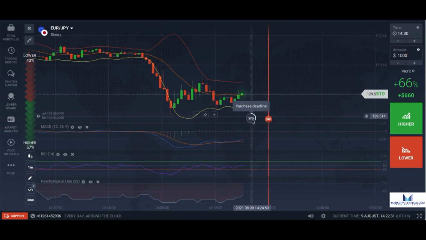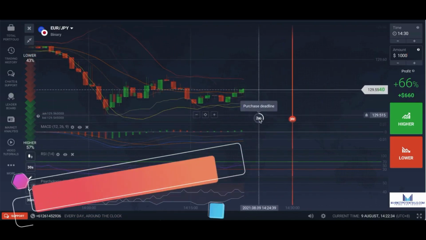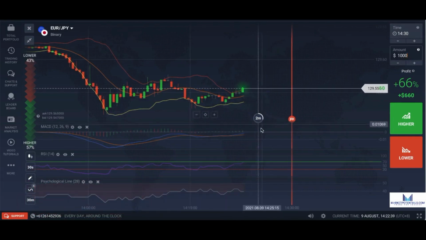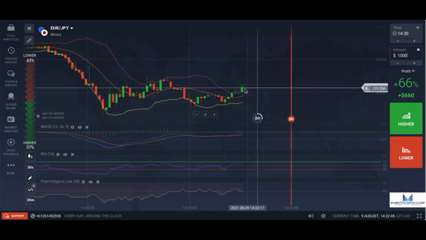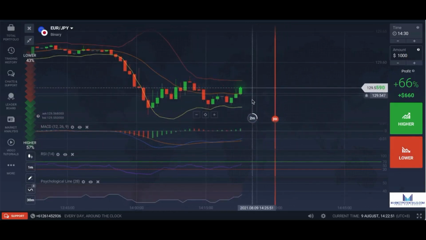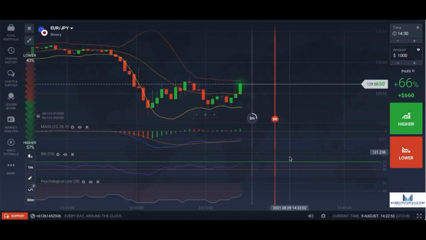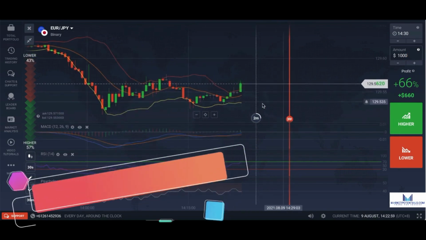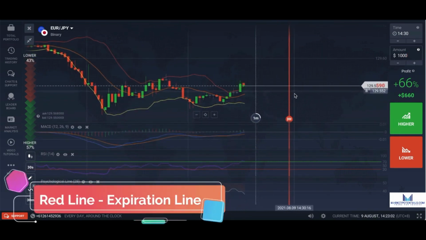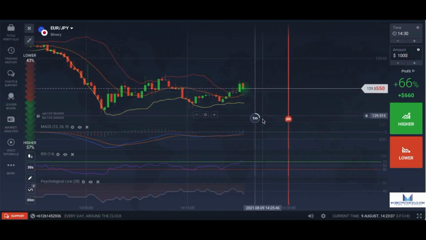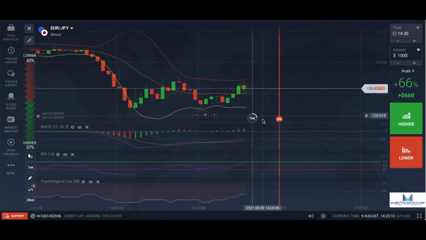So this white line here, that's a purchase deadline. This is basically the time in which you have to make a decision whether you're going to enter the trade or not, and the time from this to this is the trade duration. Okay, so this is the expiration line, this is the purchase deadline. So you got to make a decision on whether the currency pair is going to end up being higher or lower before this white line, and select higher or lower to correspond to that. And subsequently, the result is determined at the red line here. If you're successful, you get 66% of your initial deposit. If you're not, then you just lose what you put in. So that's just basically what binary option is in a gist.